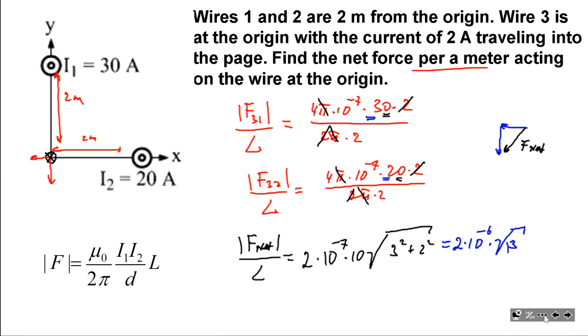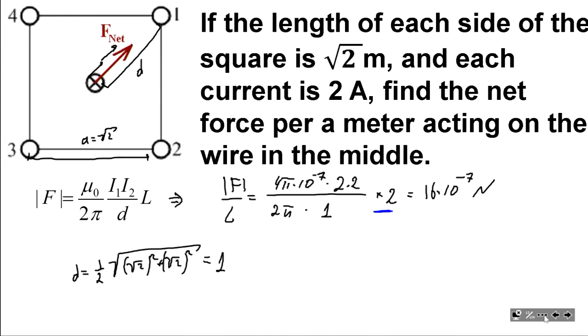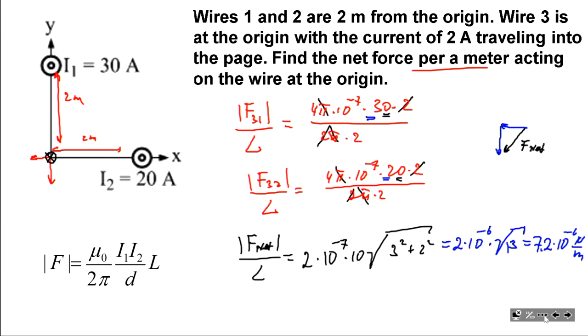Now I have to take a calculator. Square root of 13, 3.6, well, times 2, 7.2, 7.2 times 10 to the negative 6, a Newton over a meter, actually. That's the unit. A Newton over a meter, because that's what we've been calculating: force acting on 1 meter of that wire.